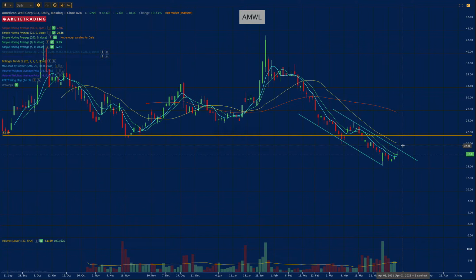I mean, you're above the 5 and the 8, but to me, you just don't have... There's no real reason to go near this down here. You buy it at 19, it goes to 22.5. I mean, maybe it goes to 22.5.